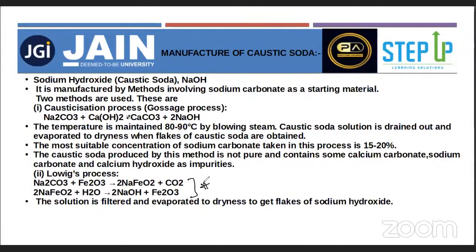After these two reactions, what is important in this process is the temperature maintained, which is the same here as well. They can ask which among these is the process of manufacturing NaOH using Na2CO3. This one is Loewig's method, and the other is Gaussig's. There is one more where we can use NaCl as the starting material, but that is not in your syllabus. That is using electrolysis.